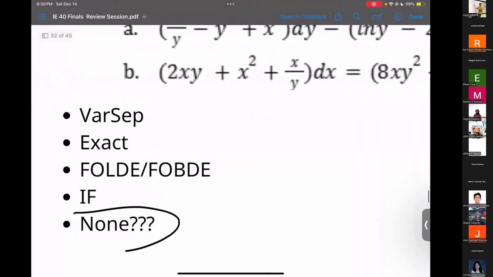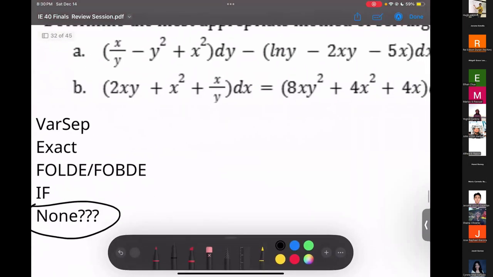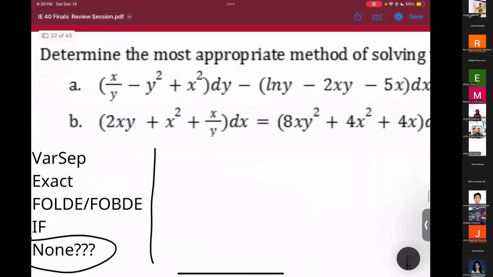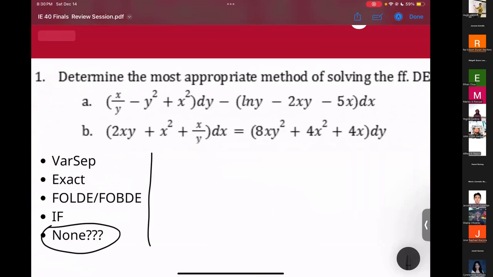If you see here, naglagay ako ng none. That's a spoiler for one of the later items. Pero yeah, consider na lang na none of the above is a typical option na linalagay sa mga test. So that will probably show up na scenario. So let's get started sa first one.